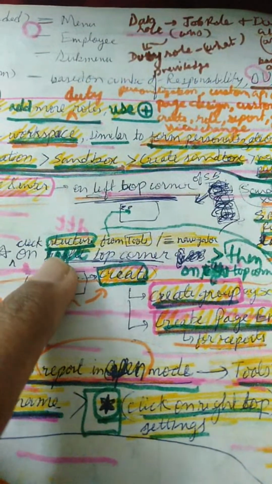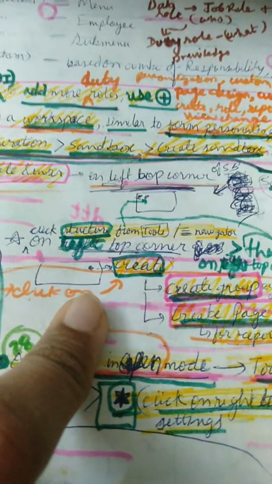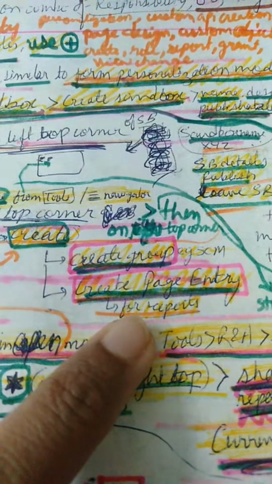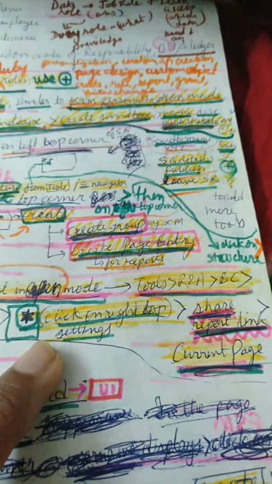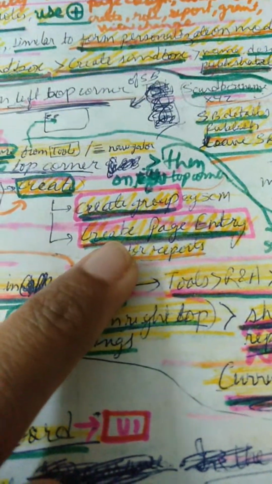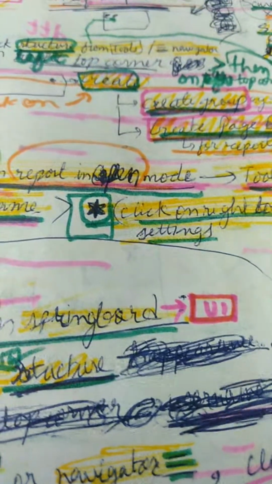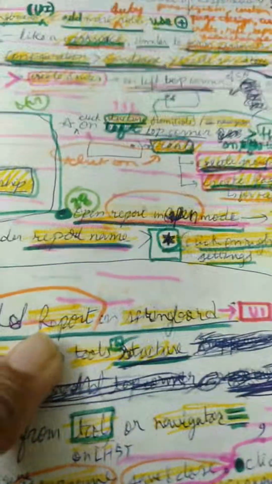After clicking on the structure, on the top right of the page, it gives a create option. Create is for creating the group, which is like a folder, and for creating the page entry for reports. Now if I want to create a page entry, I need to have a link. Where we'll get the link is we'll open a report.